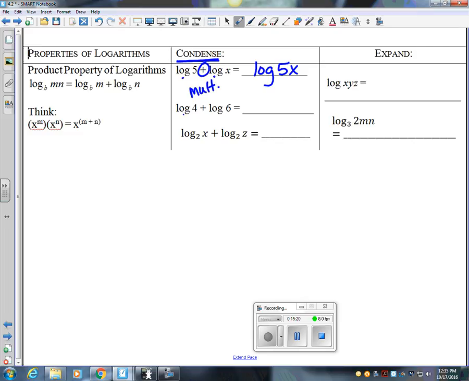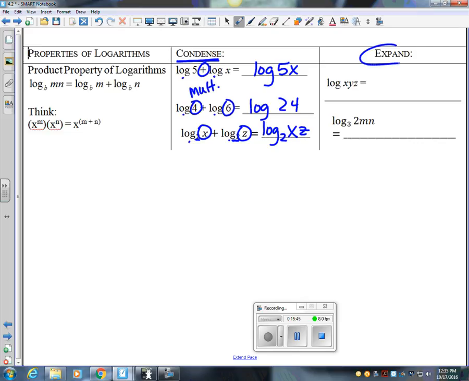So here's another one. We're putting log 4 plus log 6 together, but you don't add them. You actually multiply 4 times 6, which is 24. This one you're putting log base 2 of x and log base 2 of z together. So it stays log base 2. You never change this bottom number. That never changes. But you're going to multiply x and z, so it's just xz.